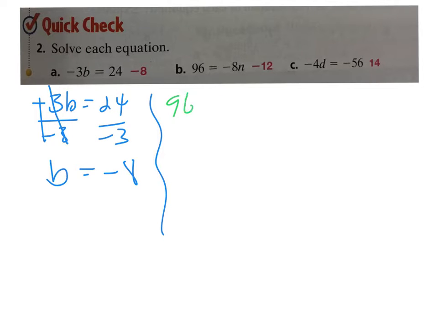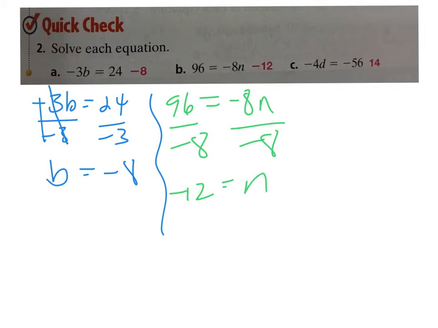Here we have 96. And it doesn't matter which side I write the variable on for these. For any of them, really. 96 equals negative 8n. Again, this means negative 8 times n. Divide off that negative 8. 96 divided by negative 8 is negative 12. So our n, because these went away, equals negative 12.